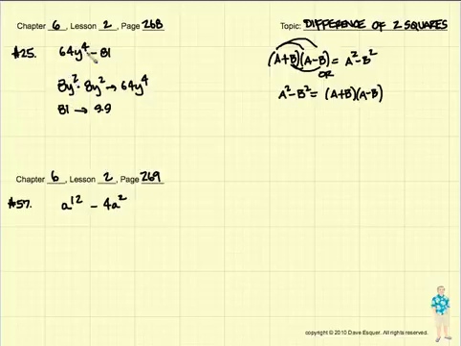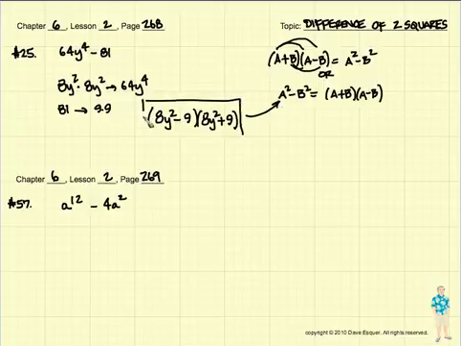So the factors for 64y to the fourth minus 81 break out into really simple things: 8y squared minus 9 times 8y squared plus 9. And we're using our formula right over here, the difference of two squares. So we took care of number 25, factoring using the difference of two squares formula.